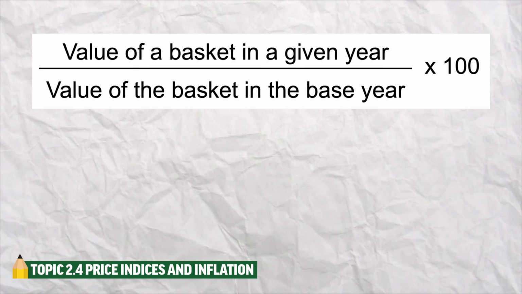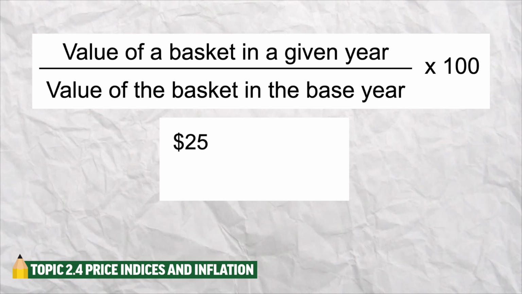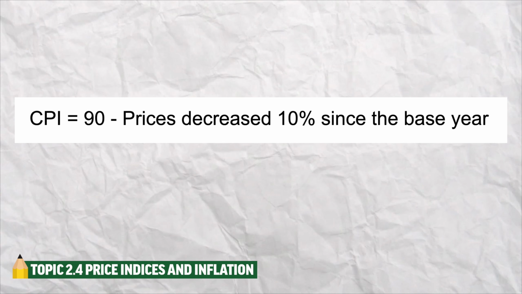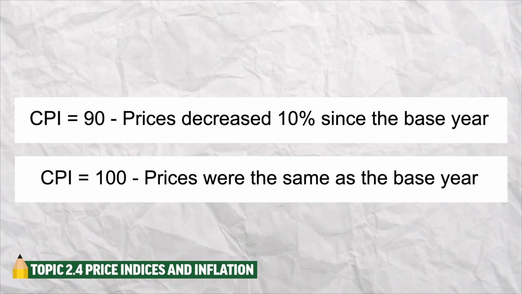For example, if the value of a market basket today is $25 and the value in the base year is $20, then the CPI is 125. This means that prices increased 25% since the base year. So if the CPI is 90, that means prices decreased 10% since the base year. And the base year is always 100.